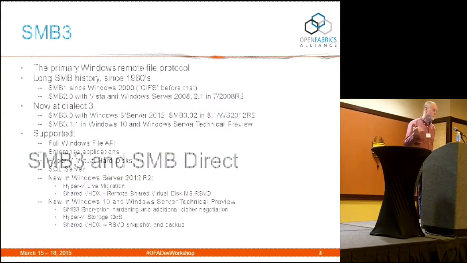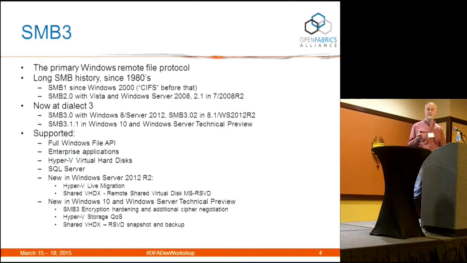So first, SMB3 and SMB Direct. A little bit of an eye chart, I apologize. SMB3 is the primary Windows remote file protocol. It has this long history way back to the 1980s. It was called CIFS, then it was called SMB1, then it was called SMB2. The current benchmark version of SMB is what we call SMB3, Dialect 3.